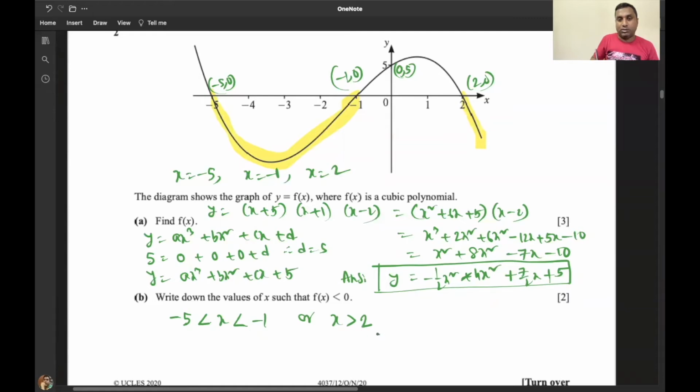So this is the answer for this one. This is the answer for this maths. So I hope you can nicely solve this question number 2 properly.